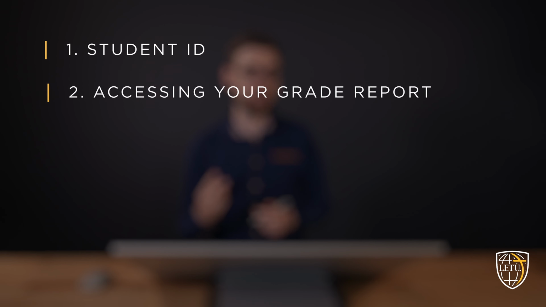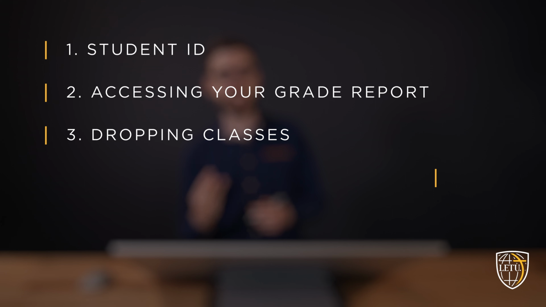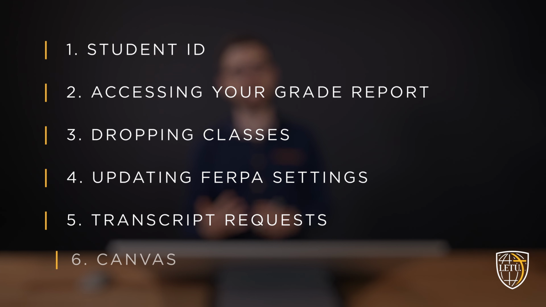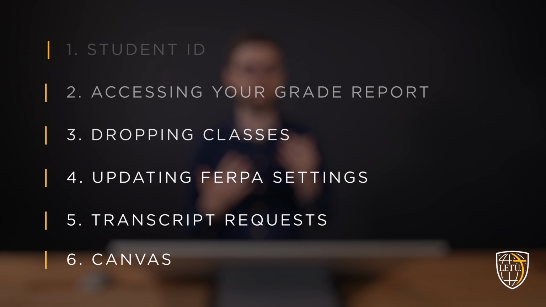All right, I've got 6 short topics I'm talking about today, so let me break it down for you. We're talking about your student ID, accessing your grade report, dropping classes, updating your FERPA disclosure settings, making a transcript request, and accessing Canvas. As always, feel free to jump around the video as needed. So here we go. All right, first up, your student ID number.